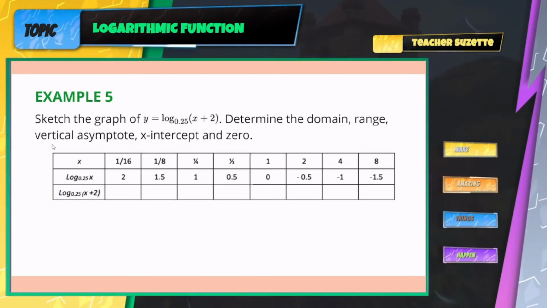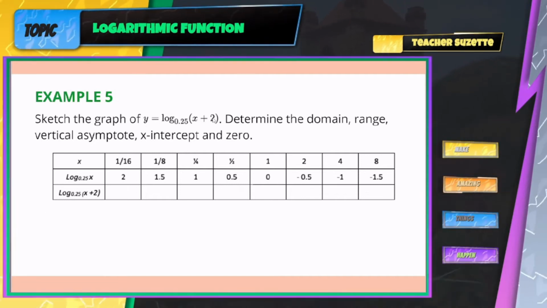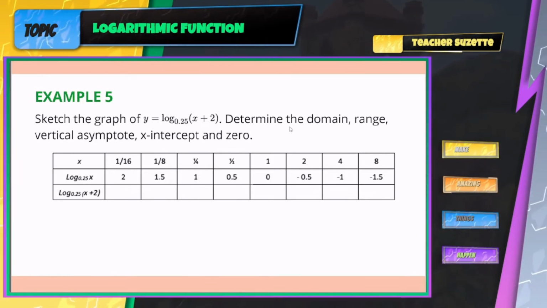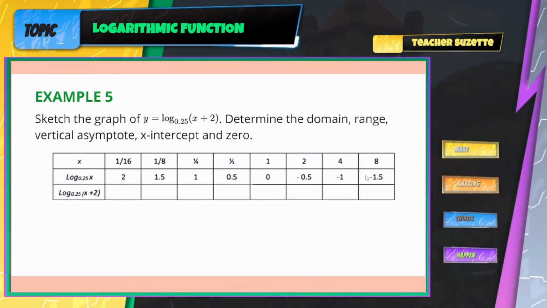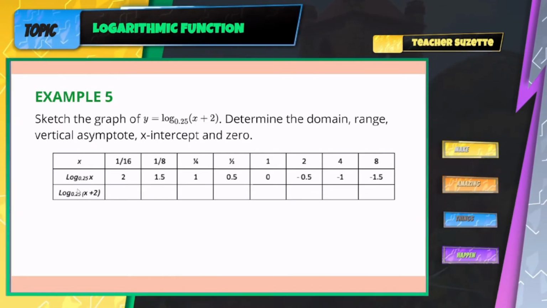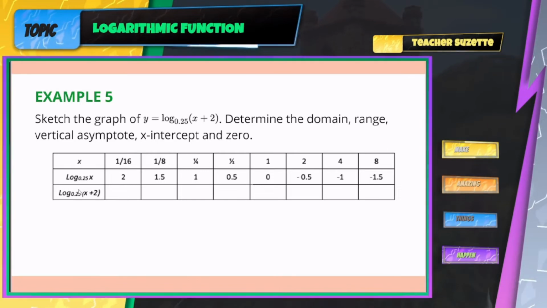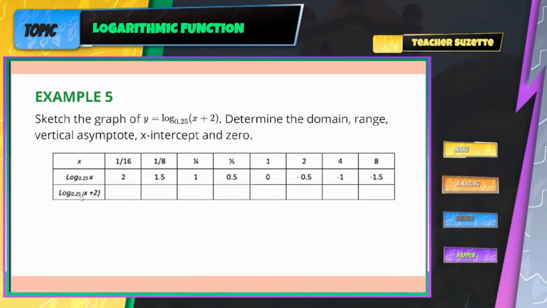Now, let's have our last example. Let's sketch the graph of y is equal to the logarithm of x plus 2 base 0.25. Determine the domain, range, vertical asymptote, and x-intercept, and 0 of the graph. So, for us to sketch the graph of these two functions, what we're going to do na lang po is to sketch it using GeoGebra or Desmos or any graphing softwares that you have or you know.